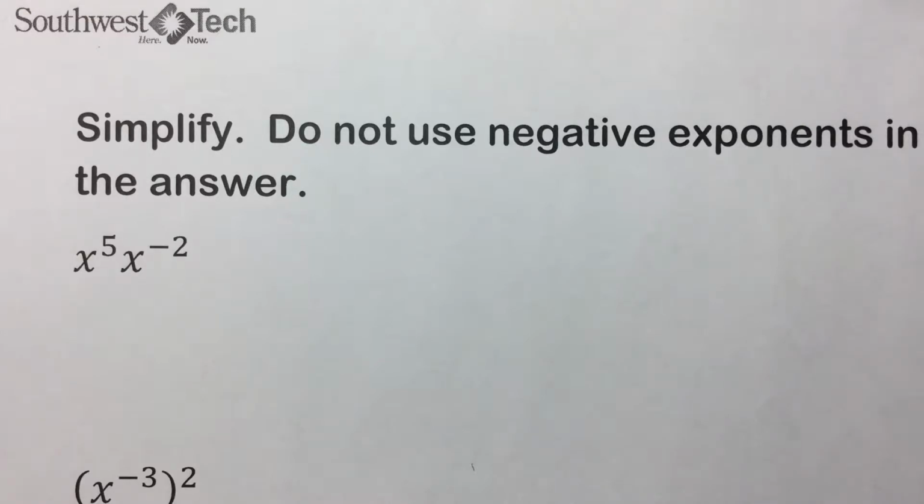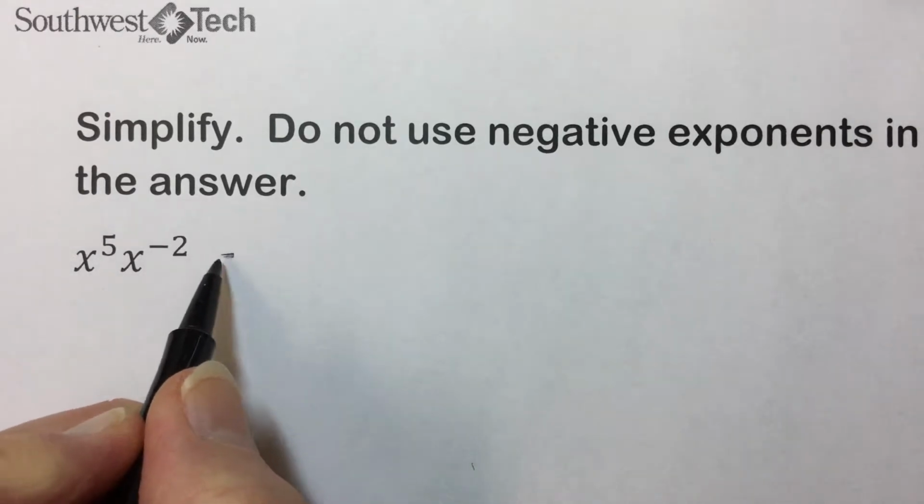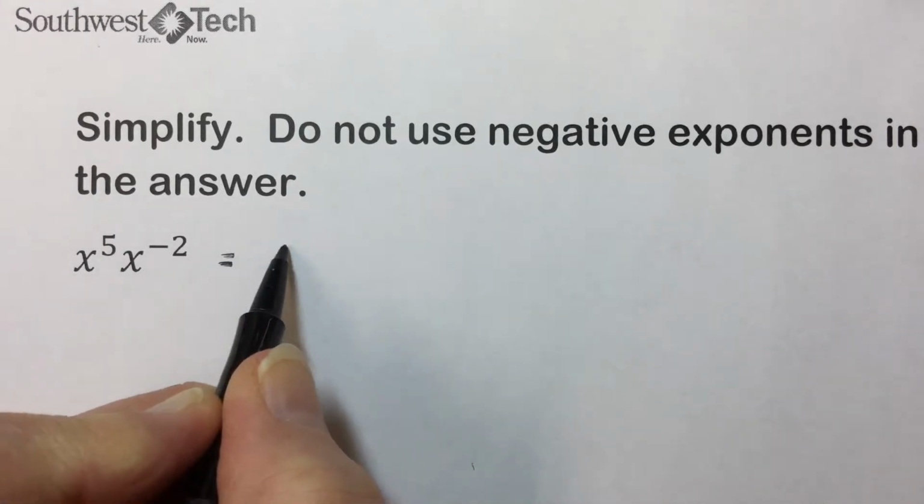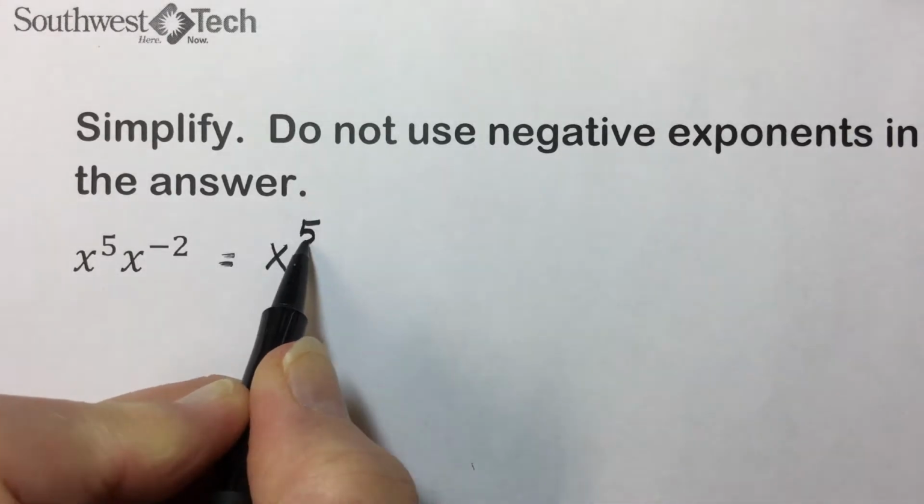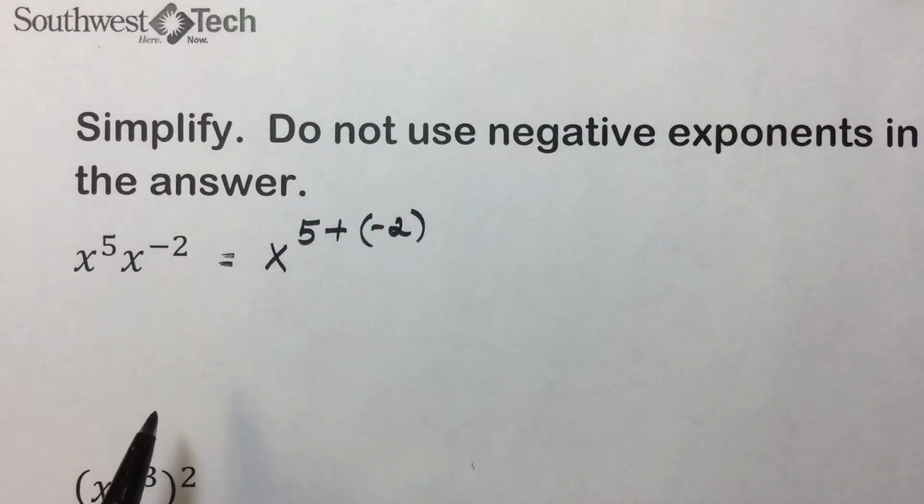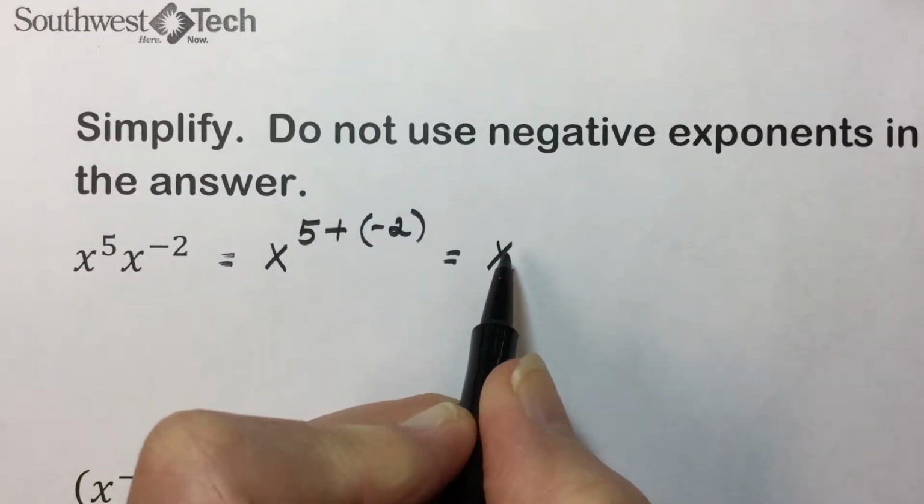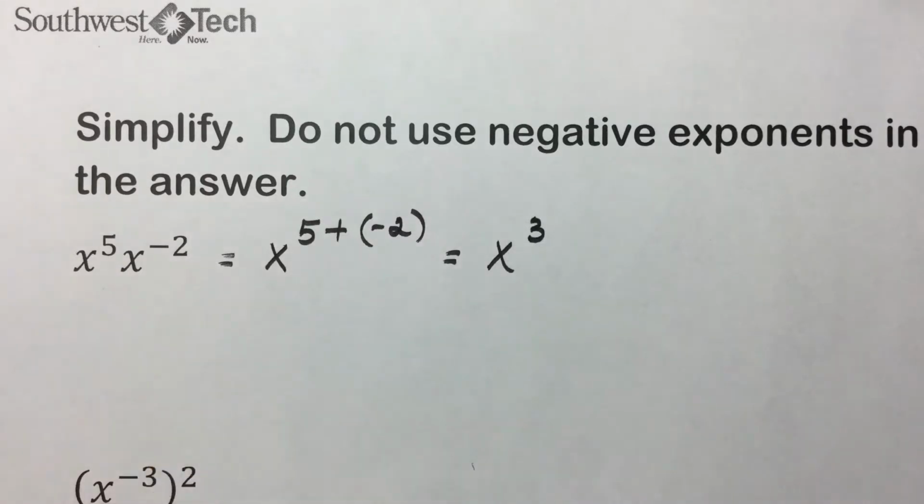In this video, we'll take a look at showing how the rules for exponents still hold when exponents are negative. In this first example, we have common bases multiplied together, and we can use the product rule, which says when you have common bases multiplied together, add the exponents. So we will add 5 plus -2 for simplification of x to the third power for our equivalent answer.